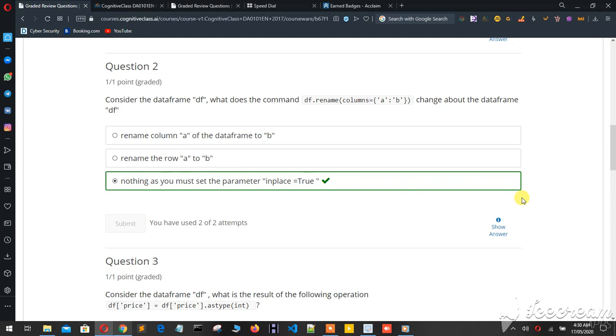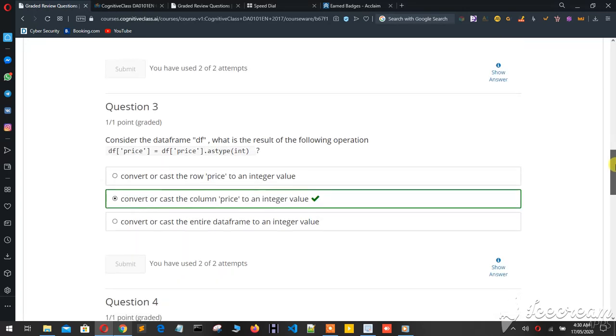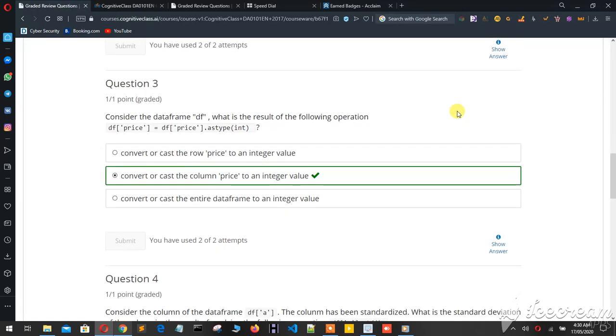And consider the data frame df. What was the command? df.rename(columns={'a': 'b'}). To change the data frame df, you must set the parameter inplace equal to True. At the end, the parameter must be in True format. So let's get started on the 3rd question.